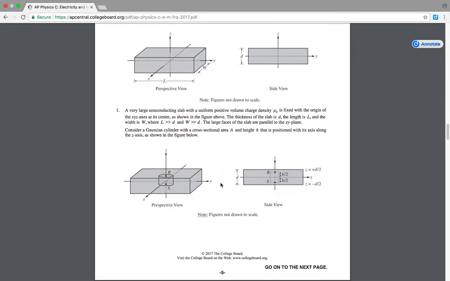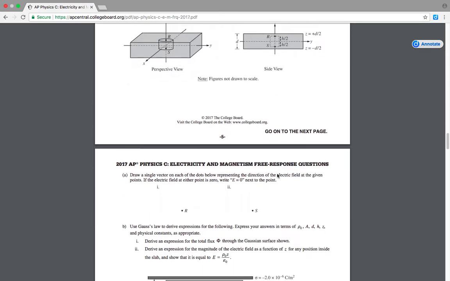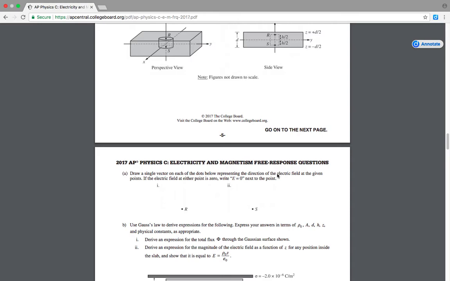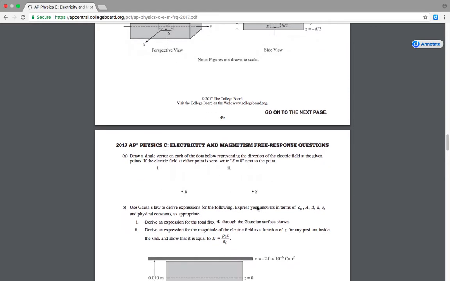Consider a Gaussian cylinder with a cross-sectional area of A and a height h that is positioned with its axis along the z-axis as shown in the figure. So they give us a picture of the Gaussian surface that they choose for us, and then they show the cross-sectional area here. And so part A, we need to draw a single vector on each of the dots below representing the direction of the electric field at the given points. If the electric field at either point is 0, write E equals 0 next to the point.